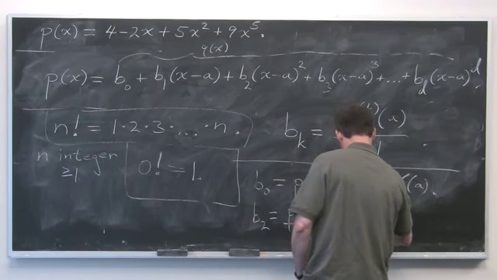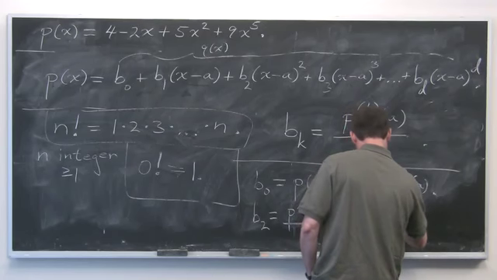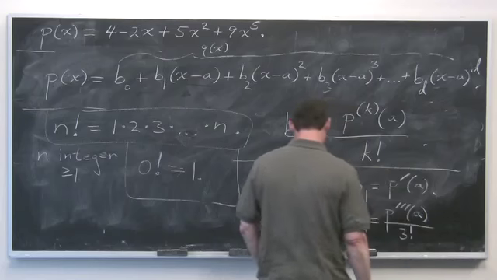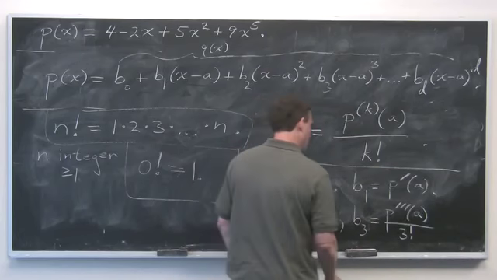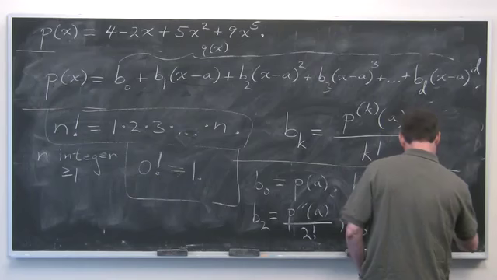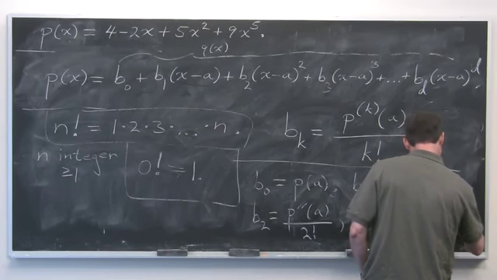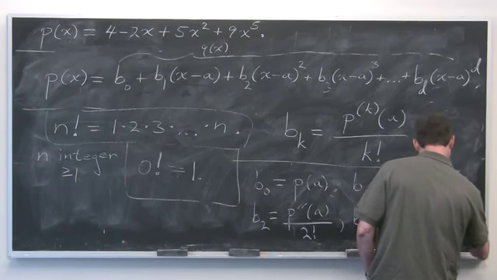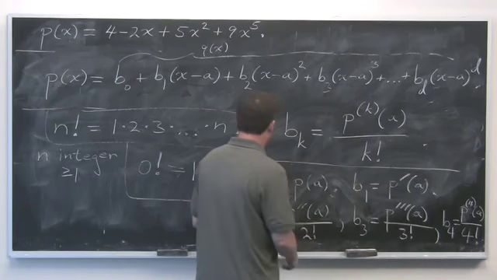b3, and I'll stop writing it soon, is p triple prime of a over 3 factorial. 3 factorial is 3 times 2 times 1, it's 6, but it's just good to write 3 factorial. So 3 with an exclamation point after it. And you could do the other ones. I don't have the room to fit them right here, but b4 is the 4th derivative of p evaluated at a, divided by 4 factorial. And you can just keep going.